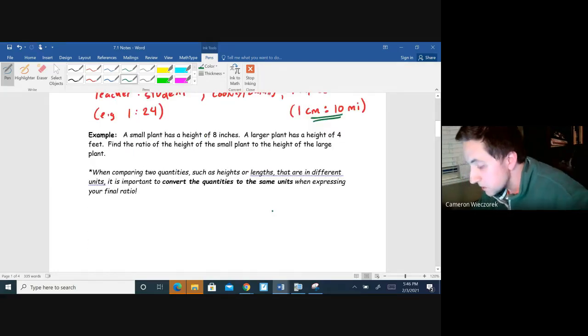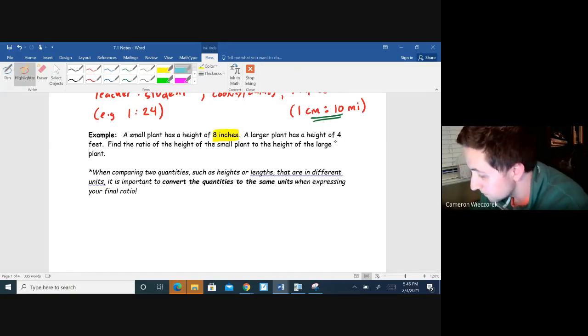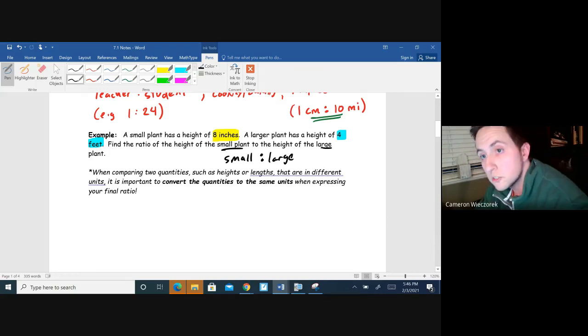Okay, first example I see here. A small plant has a height of 8 inches. A larger plant has a height of 4 feet. We want to find the ratio of the height of the small plant to the height of the large plant. So I'm going to label small plant comes first, large one comes second, based on the order that they listed it. So I want small to large.